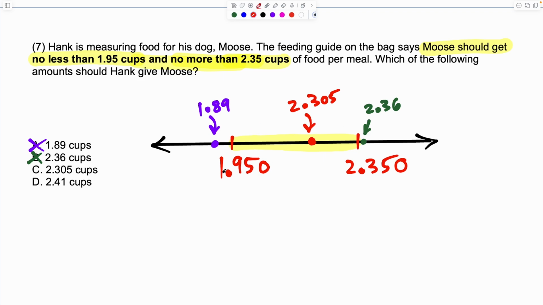But it's definitely more than 1.950 because the ones place here is greater than the ones place here. 2 is a bigger number than 1, so this number is automatically greater. Okay, so choice C is looking good, but let's see, why is choice D no good?